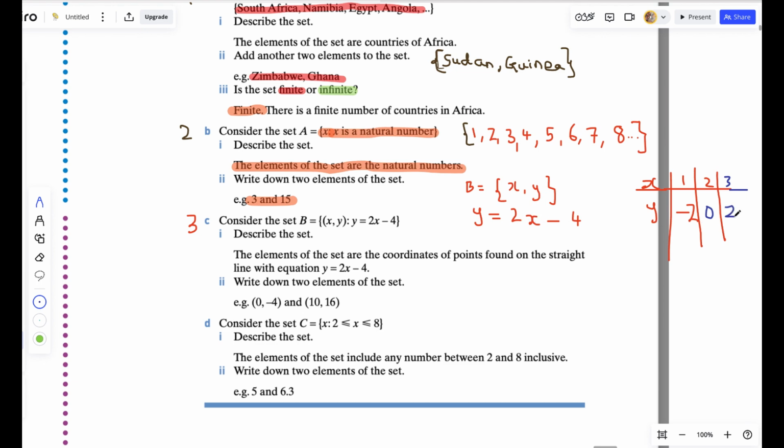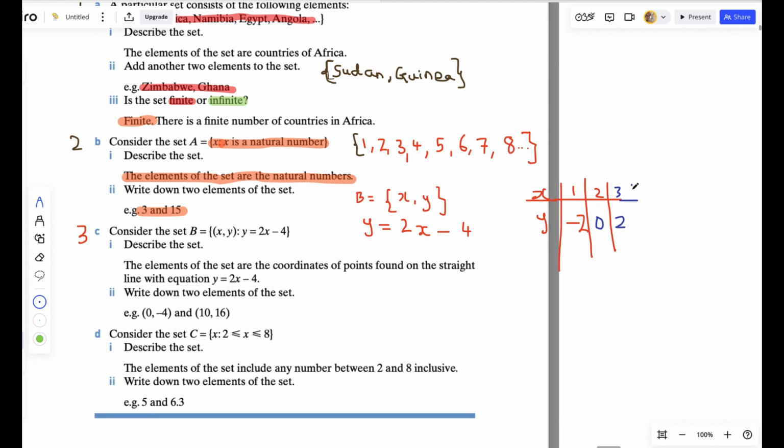Let's say you chose 4 for x; we stop at 4 or 5. If you chose 4 for x, y will be 2 times 4, 8. 8 minus 4, you get 4. If you chose 5, the last one for testing, 5 times 2, 10. 10 minus 4, 6. You can do more if you want to, so that you'll be able to describe.